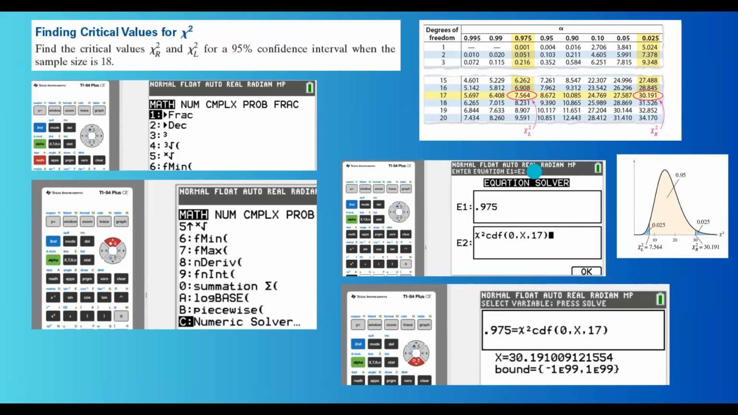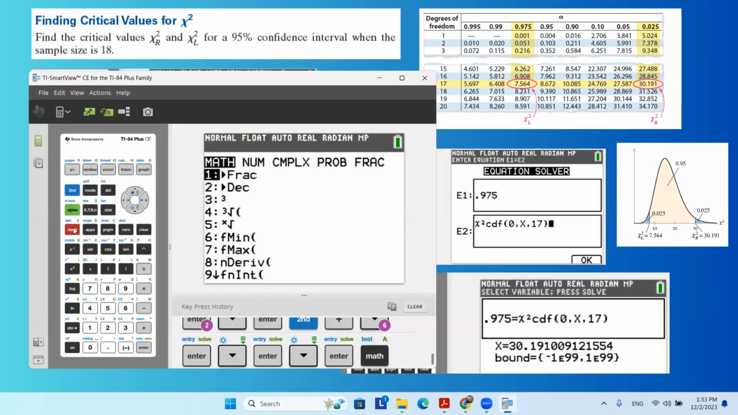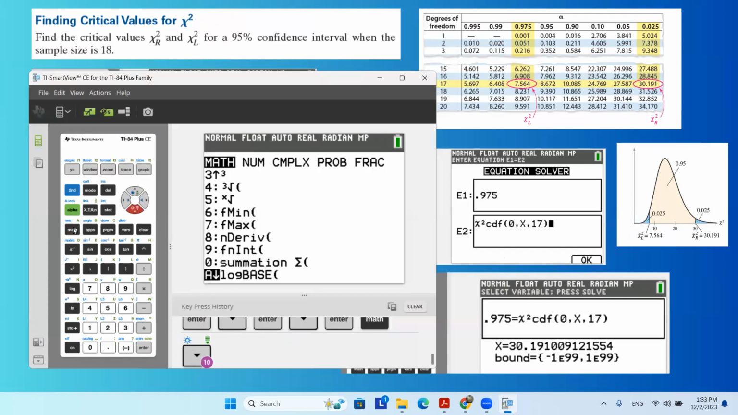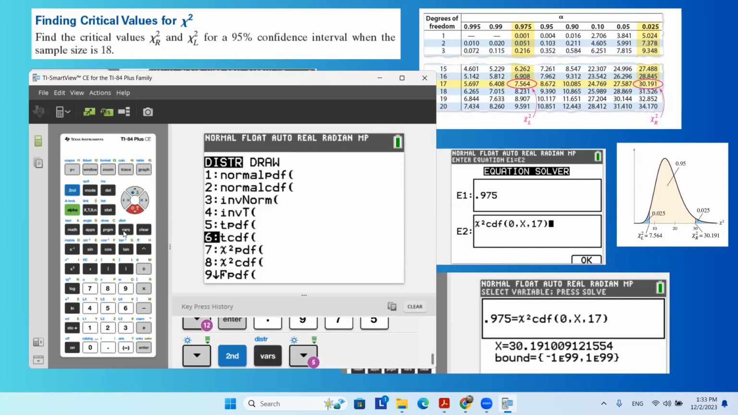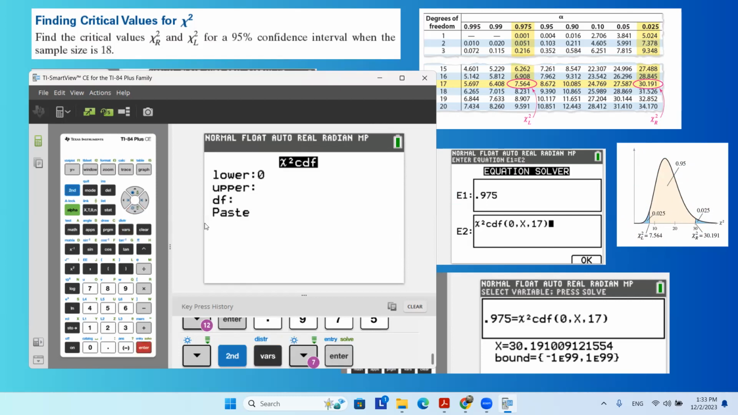So let me show you the calculator and how to enter these values into your calculator. Let me share the screen with you. Here we go. So again, you're going to go to Math and then find B, then go to C, numerical solver. You have E1 and E2. In E1, enter this area that you're trying to set equal to the area on the right-hand side, which is 0.975. Then go to the next line, E2, and as you remember, go to second vars, and then find chi-square CDF.